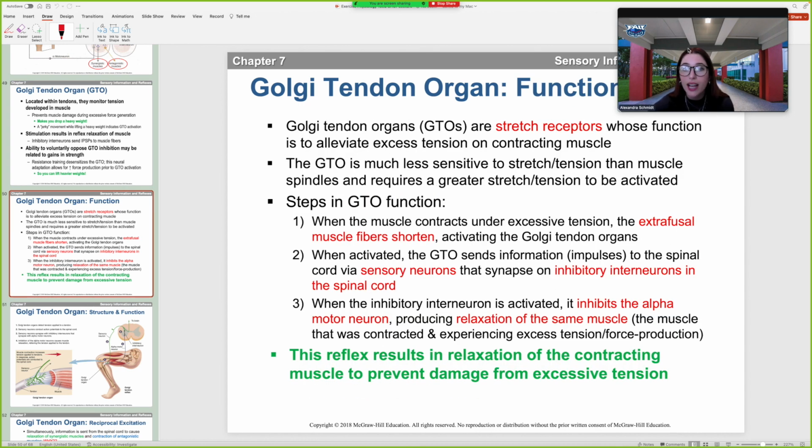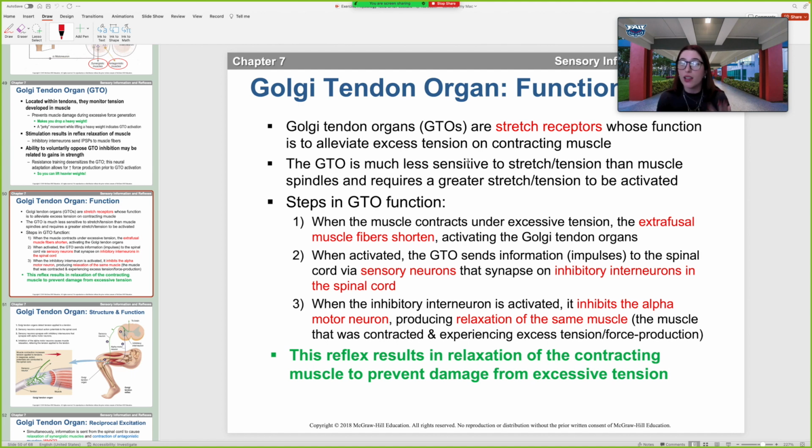So how does it actually work? Okay, the Golgi tendon organs are stretch receptors, right? They're sensing the tension on the muscle, and their function is to alleviate excess tension on a contracting muscle. The GTO is much less sensitive to stretch and tension than muscle spindles and requires a greater stretch tension to be activated, right? Because the muscle spindle is like, hey, we're stretched, let's contract, right?